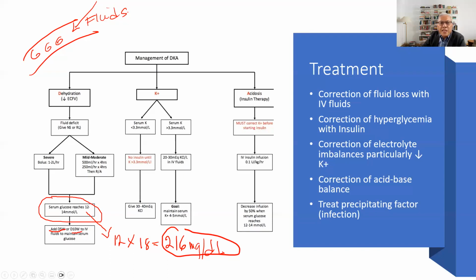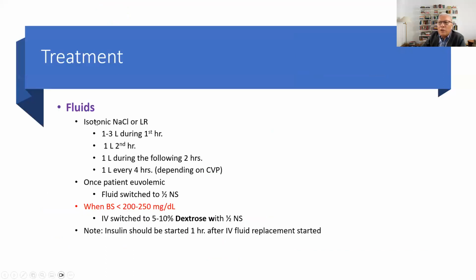All right, the next thing that we're going to do, let's go to the fluids first, dehydration, right? So as far as fluids are concerned, we usually give isotonic sodium chloride or Ringer's lactate. And as you could see, we are aggressive in giving 1 to 3 liters during the first hour, 1 liter during the second hour, and 1 liter during the following 2 hours, and 1 liter every 4 hours. So as you could see, we gradually decrease the amount of IV fluid that we're going to give until the patient now is going to have a good blood pressure.